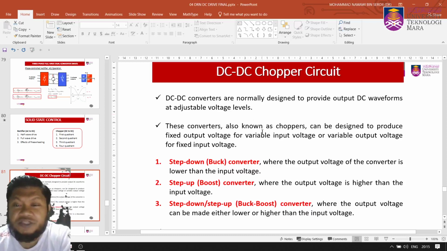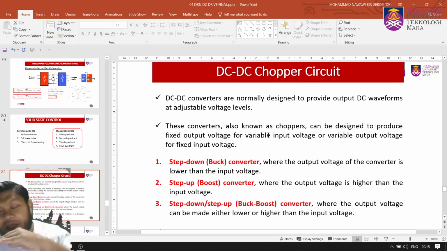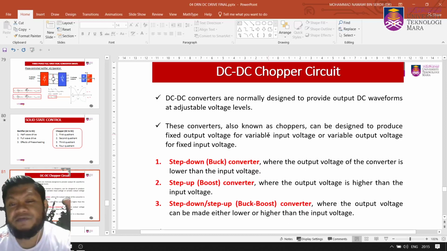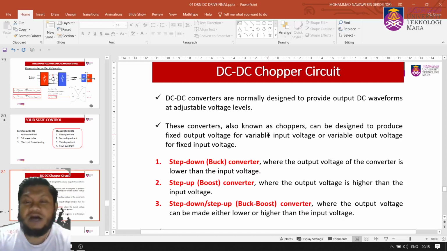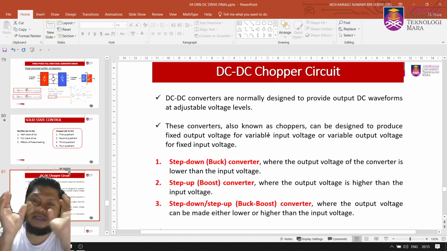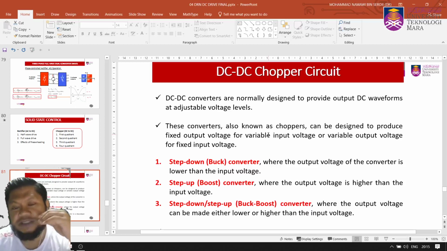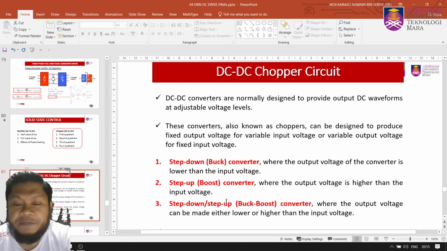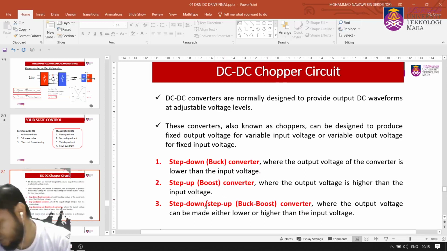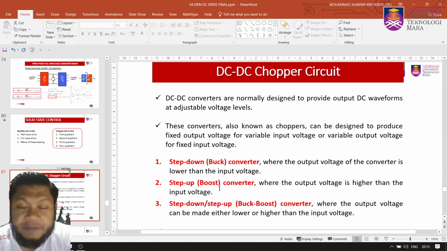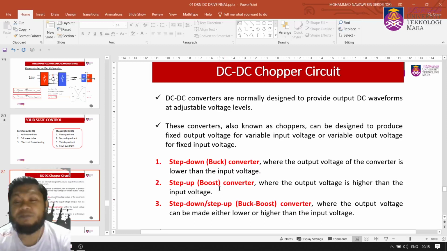This converter is also known as a chopper because the input DC voltage is always constant, isn't it? So how you're going to change the level is by chopping. Chop an amount of time so that it goes to 0, and then you chop again so that the average value can be a different level of output DC voltage. So you can have a step down, known as a buck converter, a step up boost converter, and finally a buck-boost that can do both operations. You can step up or step down the input voltage.